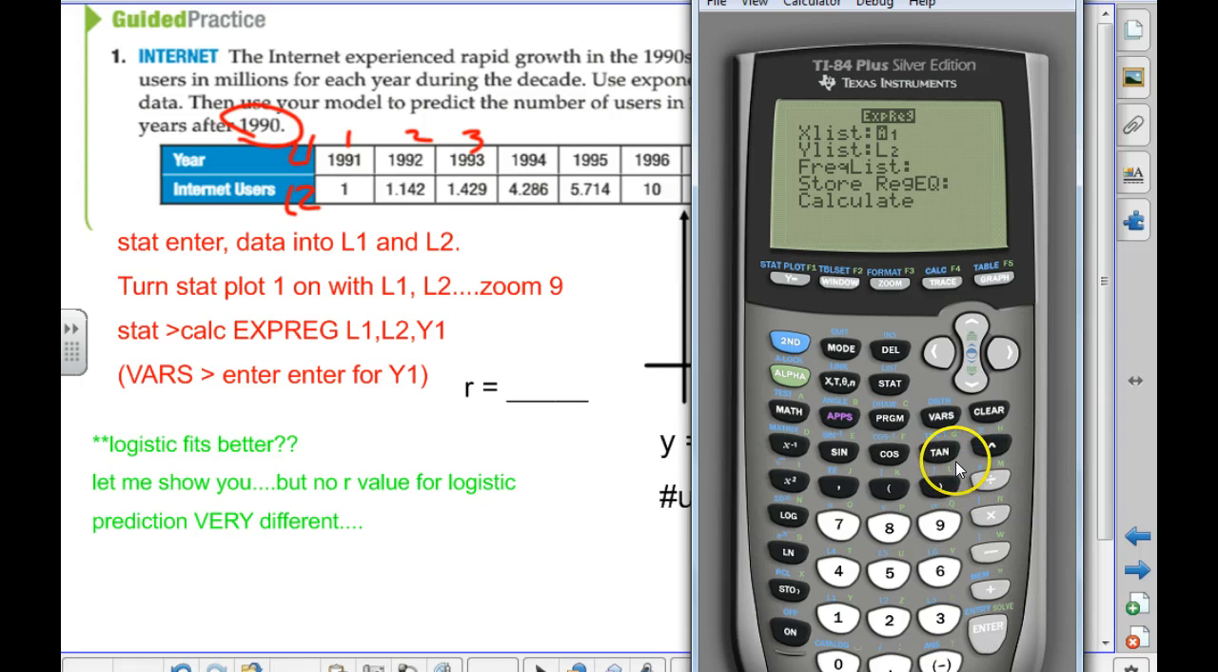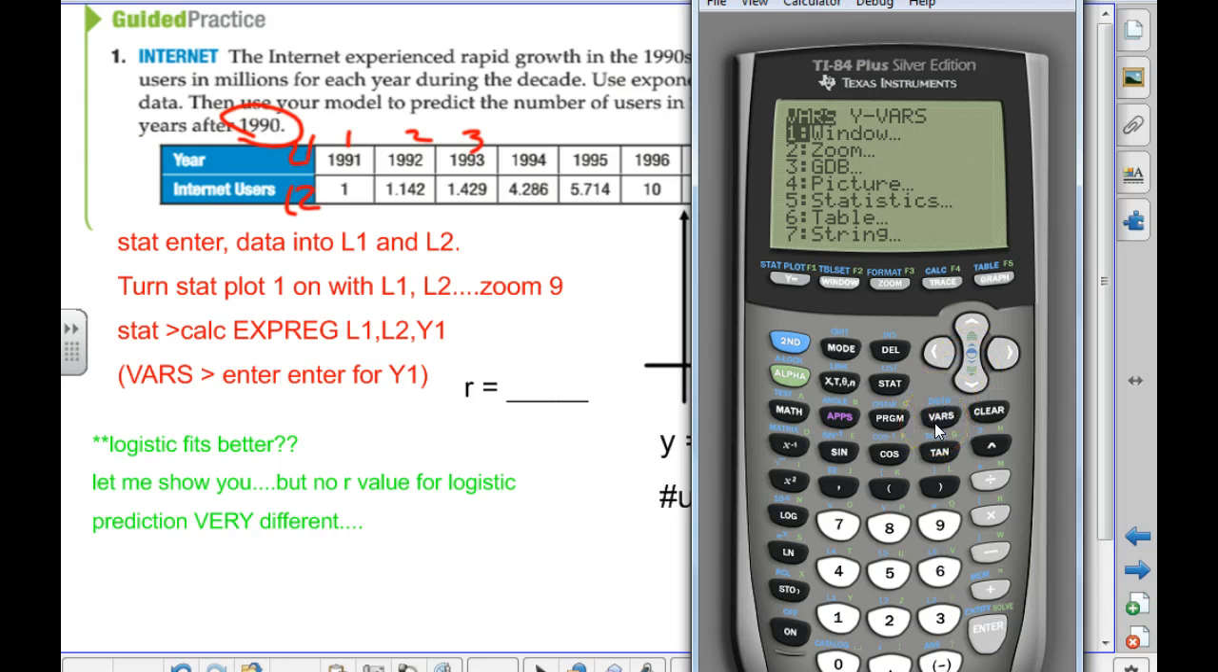It's second 1 to get L1. Mine already says L1. Then comma, if you have an 83, because you have to just put it all in one line. And then L2, which is second 2, comma, and then all of us need to do Y1. So everybody go down to store regression if you have this operating system. We're going to store the equation in Y1. That is the VARS key, which is next to clear, the variables key.